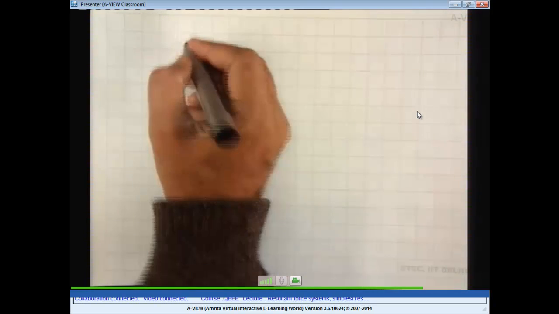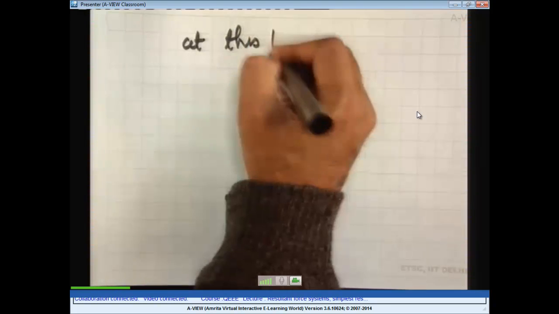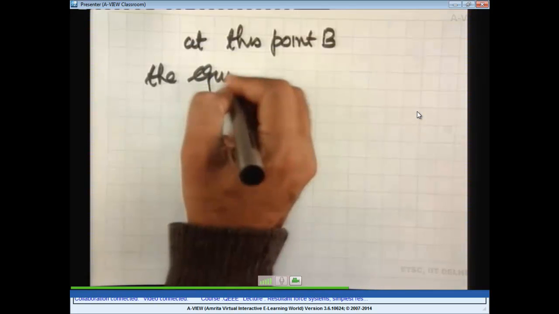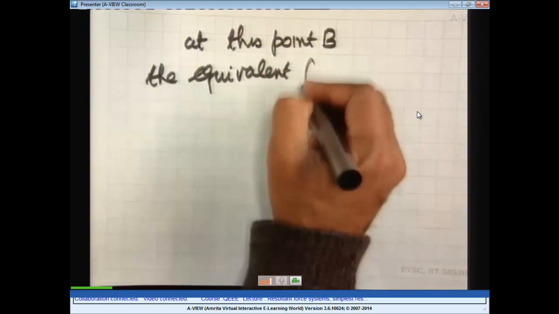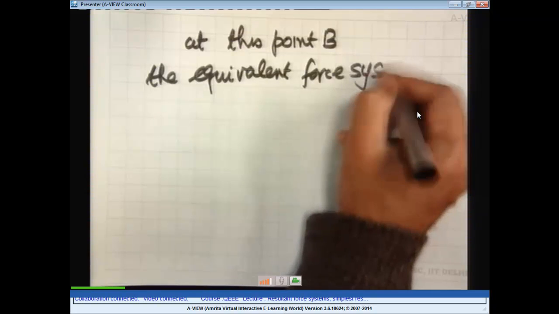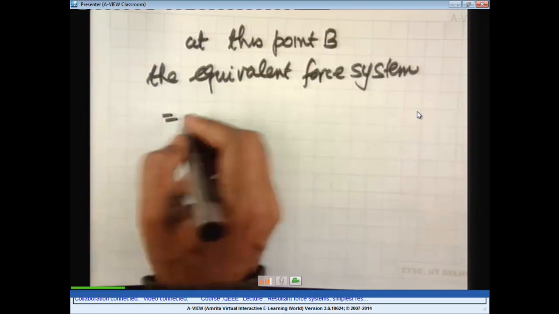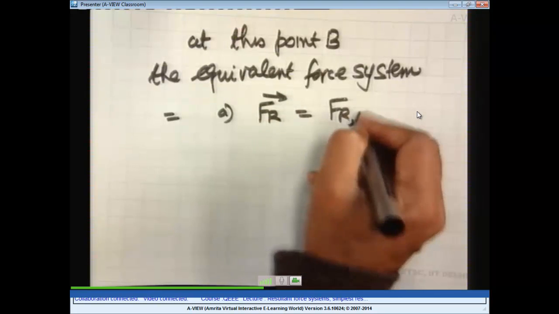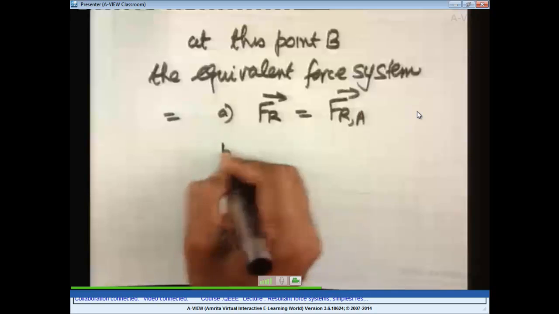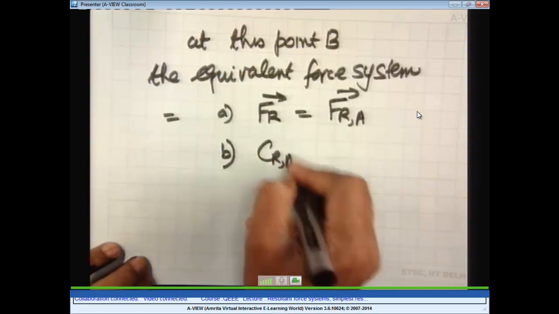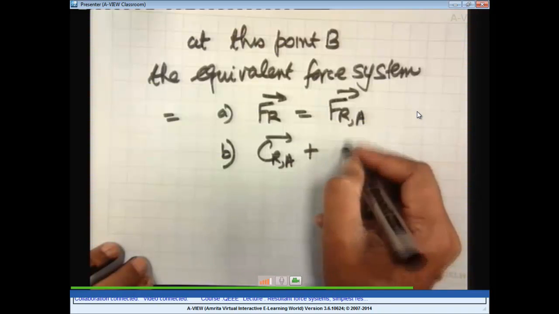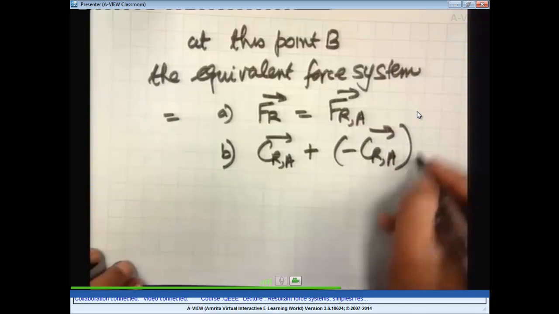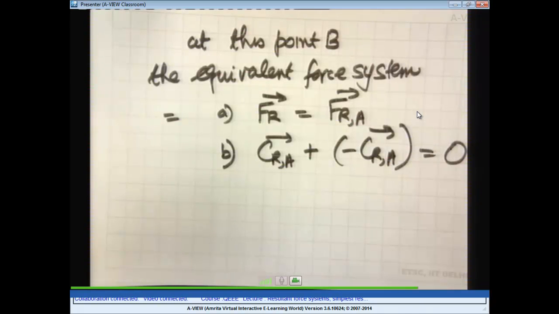Now at this point B, the equivalent force system is equal to part 1, Fr is equal to Fr at A, and part 2, a couple which is equal to CR at A minus CR at A, because that is how we have chosen this. That means this is equal to 0.